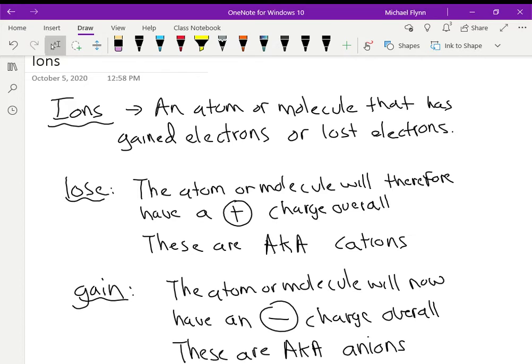Number one, what is an ion? Pardon me, I biked in this morning, so I just need to clear my throat here.